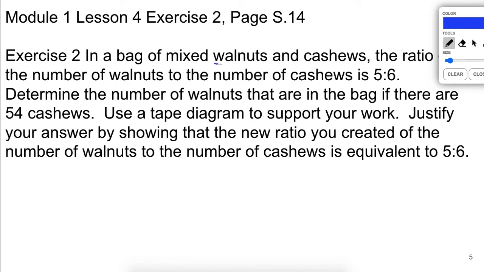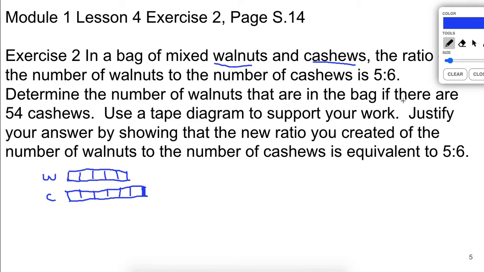So the number of walnuts to cashews. Walnuts is represented by 5 in our tape diagram. So 1, 2, 3, 4, 5. So there's our walnuts. And our cashews are 6. So 1, 2, 3, 4, 5, 6. Okay, so there are our walnuts and our cashews represented in a tape diagram.